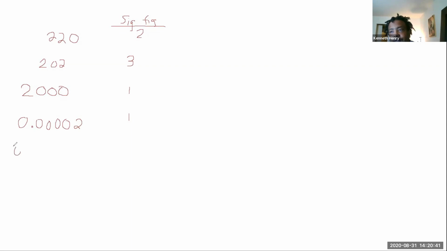Now this guy is different. By you putting a 0 after the 2, and there's a decimal here, that says that my instrument is so good that I am sure about this 0. Otherwise, I would just leave it as a 2, like up here. So in this case, this guy would have 2 significant figures.